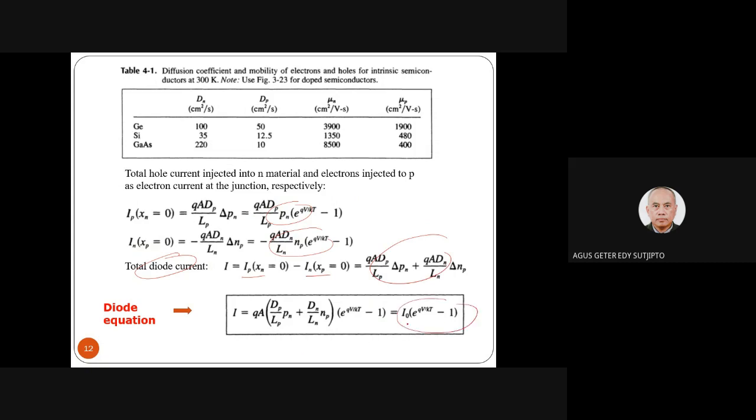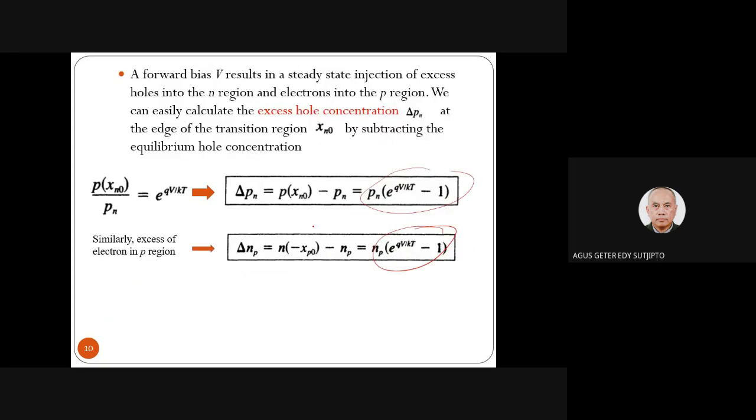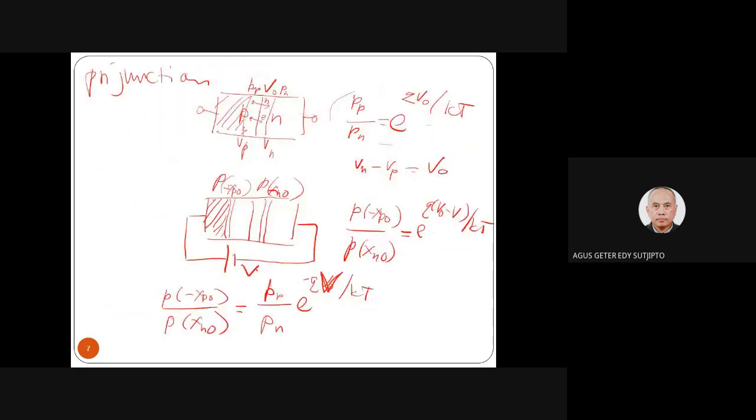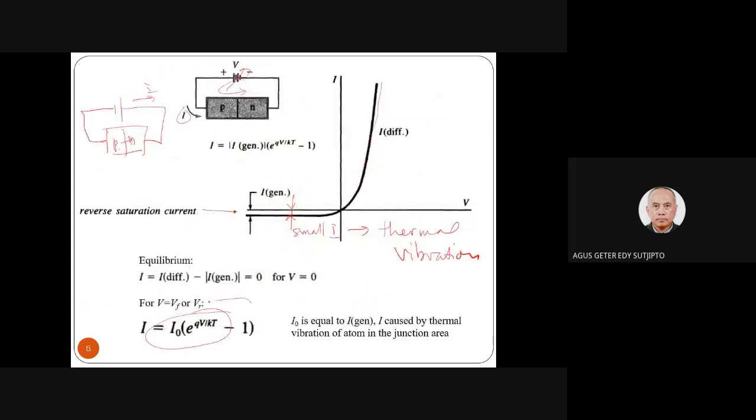So I is equal to I zero multiplied by e to the power qV over kT minus one. So that is what we have just now, the diode current.